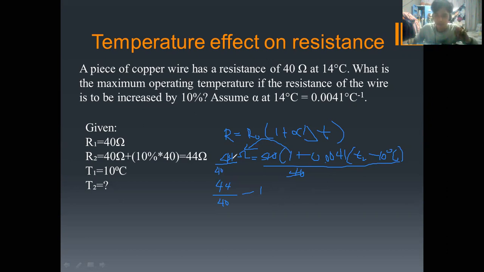I-divide, i-multiply natin ulit dito. So, divide natin ulit dito sa 0.01 over 0.0041. Patatanggal din naman to. Ngayon, ang matitira dyan, equal na yan sa T2 minus 10 degrees centigrade. Pag nilipat natin to, magiging plus lang to.